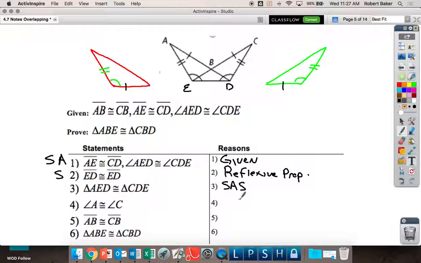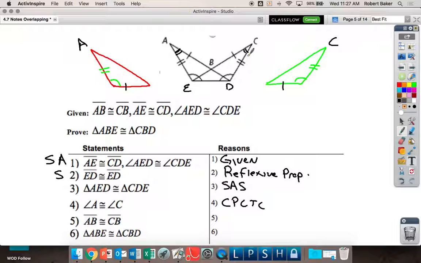Good. Side angle side. Now, after our side angle side statement, can I justify that angle A and angle C are congruent? CPCTC. I love saying that. So I have just justified that this angle and this angle are congruent.